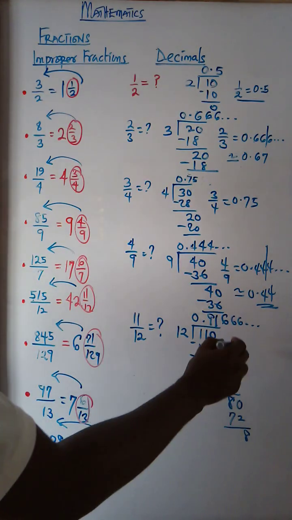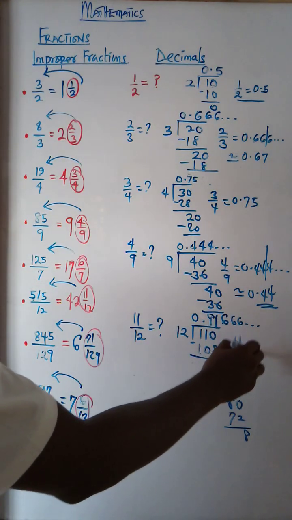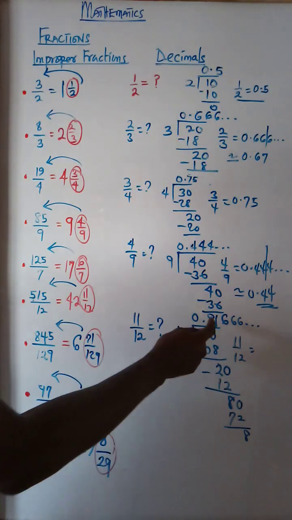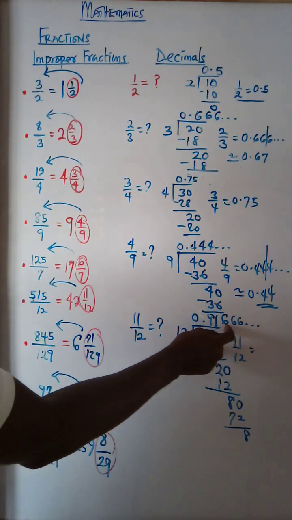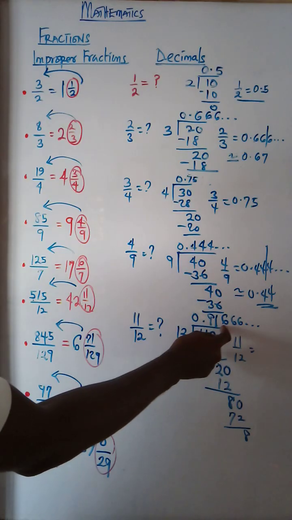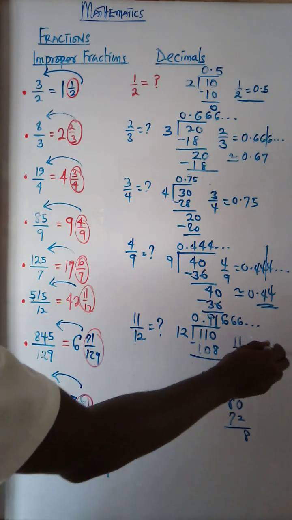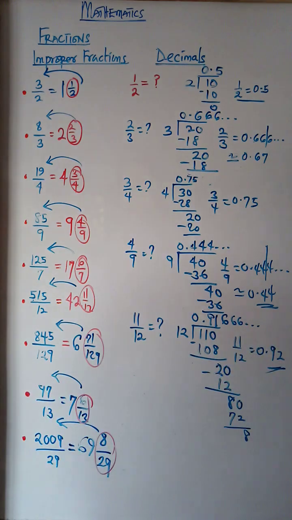So approximately 11 over 12. Once you get to the third number, you can just stop if you want your answer to be in 2 decimal places. After the first and second decimal places, the next number is 5 and above. So turn the 6 to 1 and add it to this one, it becomes 2. So that's what? 0.92 in decimal.